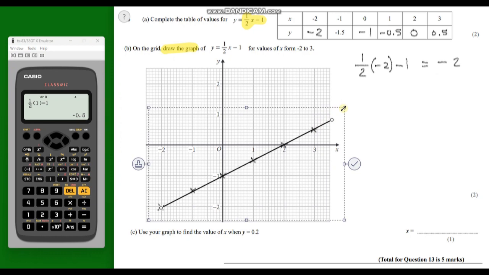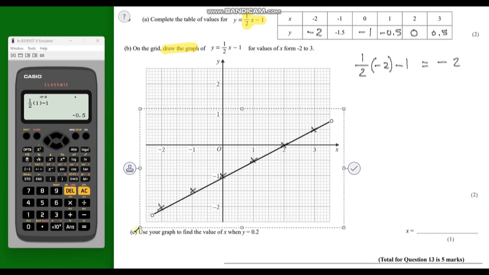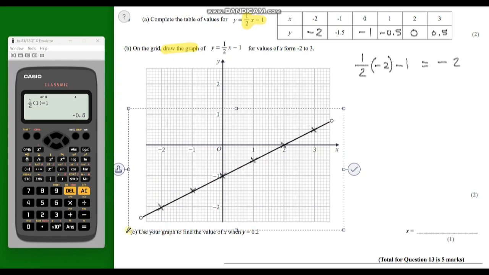I would always extend it to the edge of our graph, so make sure you do that. Make sure you don't just stop at the point. Okay, so don't stop at these endpoints. Make sure it goes all the way to the end of the graph and even off the graph, just to be safe. So that is part B.